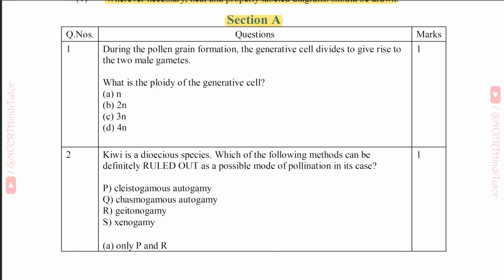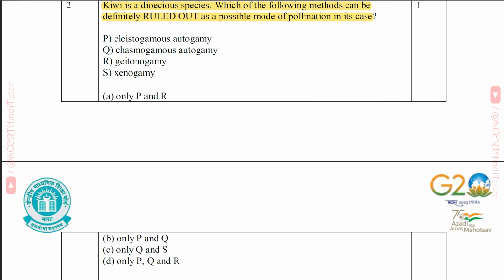Question 1. During the pollen grain formation, the generative cell divides to give rise to the 2 male gametes. What is the ploidy of the generative cell? Answer A. N. Second question. Kiwi is a dioecious species. Which of the following methods can be definitely ruled out as a possible mode of pollination in its case? Answer D. Only P, Q and R.